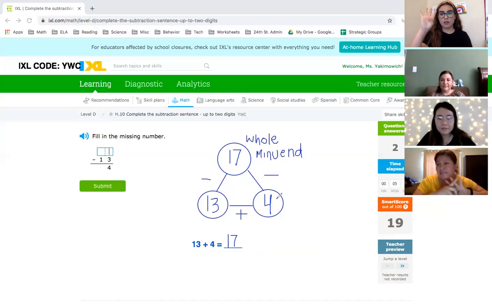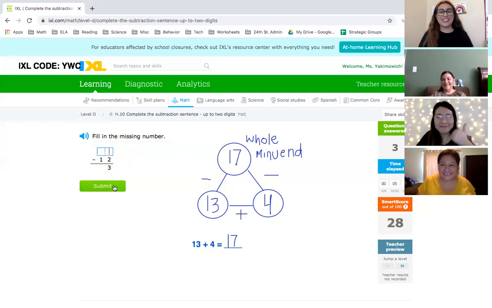So 17 and then counting back, right? 17, 16, 15, 14, 13. You have it right, Miss. Okay, and so let's check that out. So remember, paying attention to where the cursor is. So I see it's in the ones place, so I'm going to put my 7 and then a 1 in my tens place.